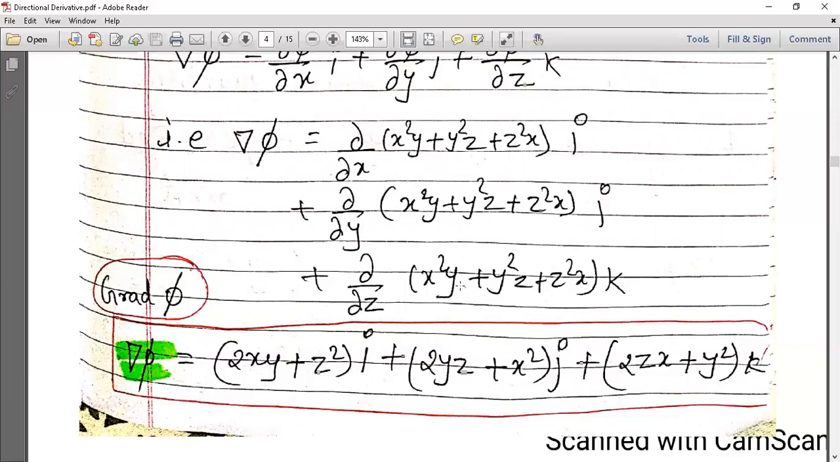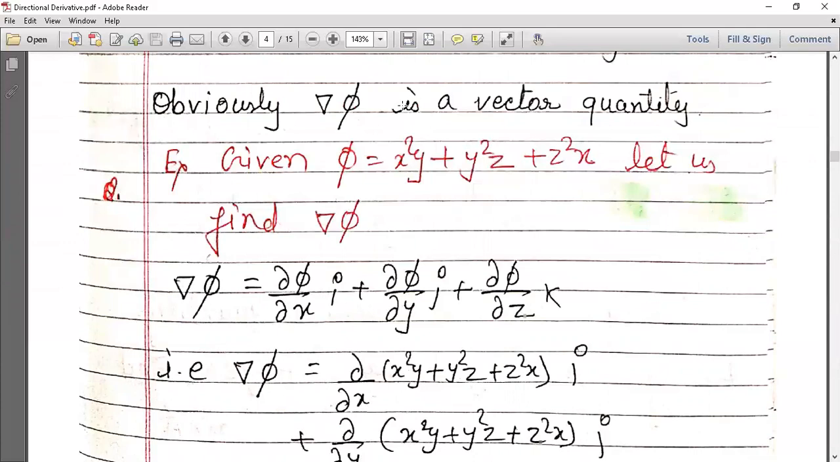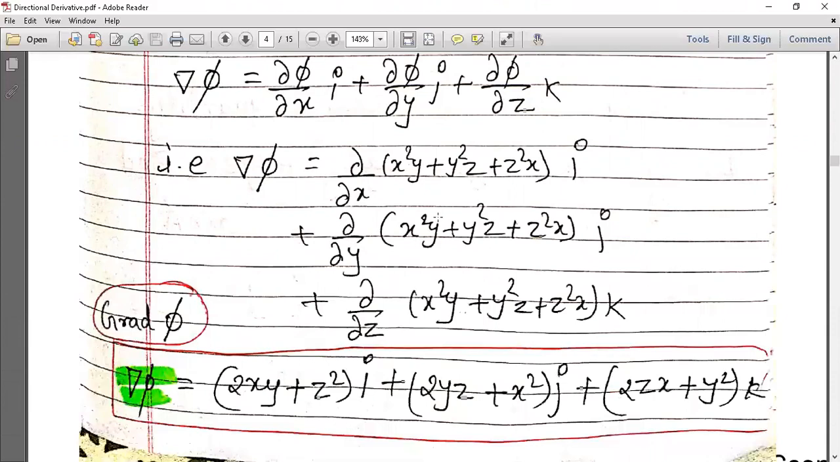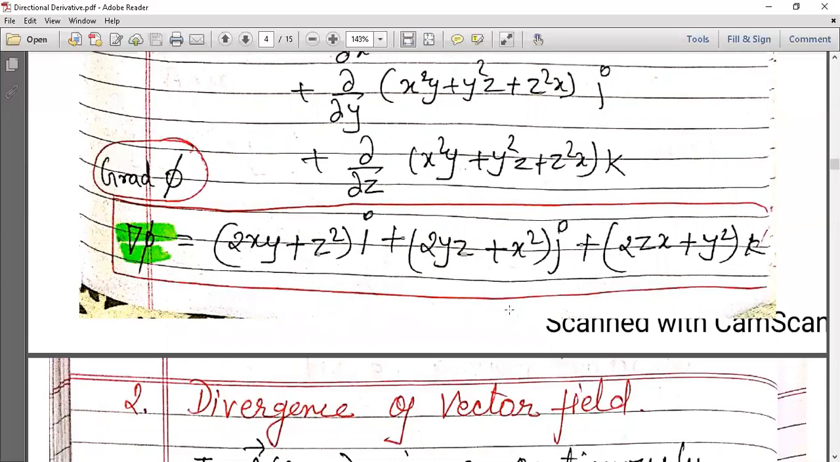Same way when we differentiate the third term with respect to z, the first term will get 0. Here z will be 1, we are getting y square. Here z square will give us 2z, x and k. So we have taken a scalar quantity and changed it, by using the gradient, into a vector quantity. So here grad phi, or we can say del phi, we are getting in this vector form.